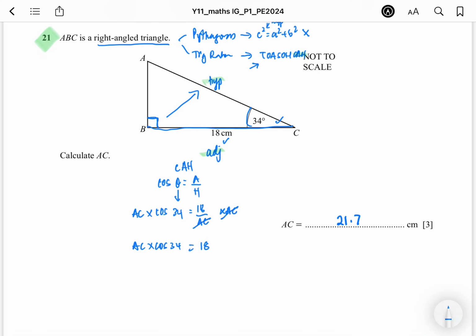We want to make sure that AC is not the denominator. And then divide both sides with cos 34. So AC is equal to, use your calculator for this one. Make sure it is in degree mode. 21.7119. So give your answer correct to 3 significant figures, you will get 21.7.